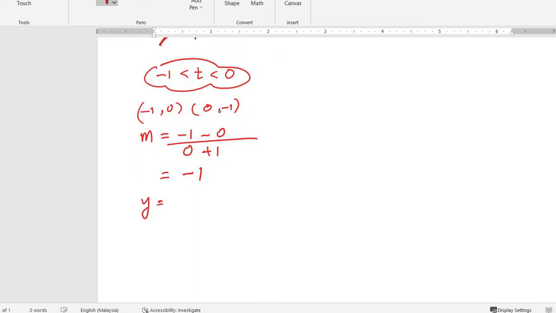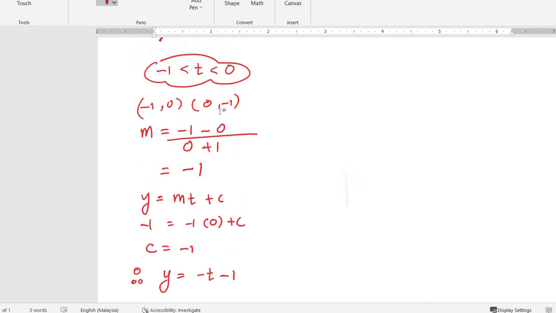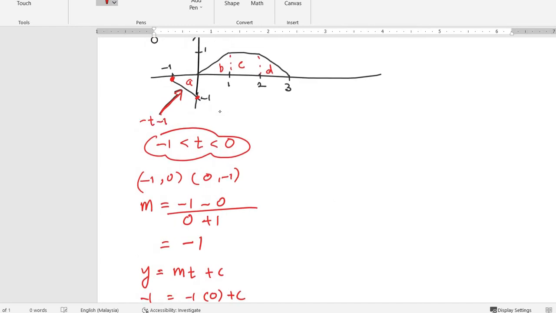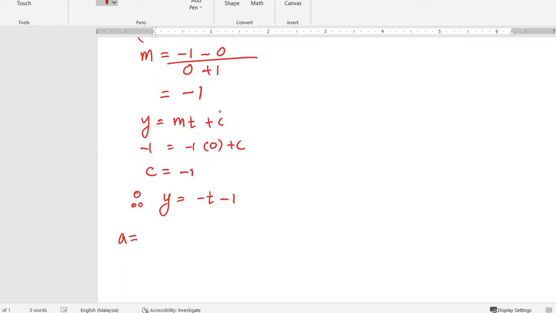Then you substitute one of the coordinates. I use 0 and -1, so I get c equal to -1. So this line is y equal to -t minus 1. The whole line along here is -t minus 1, but you need to cut it for the range -1 to 0. Therefore, A is equal to (-t minus 1) multiplied by [u(t+1) minus u(t)]. u(t+1) because it starts at -1, and then minus u(t) because it stops at 0.